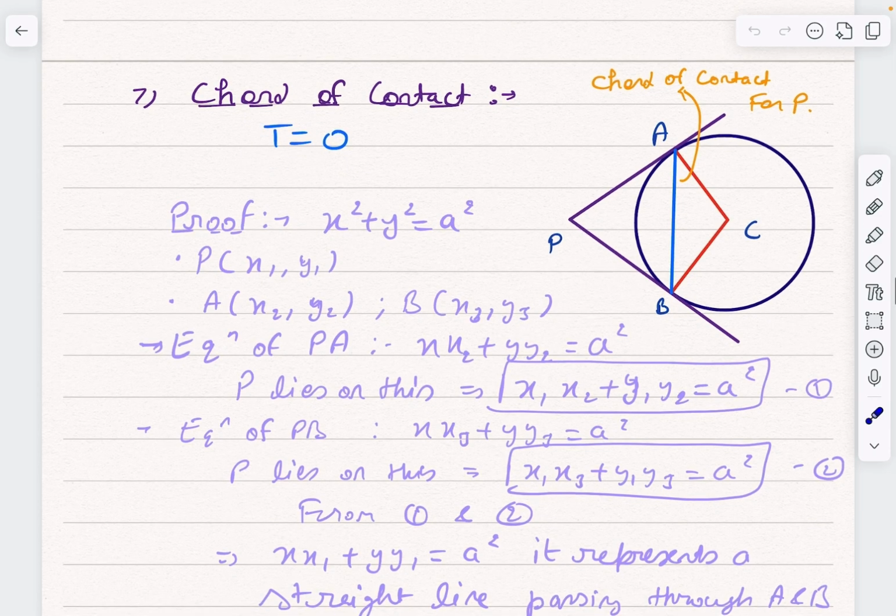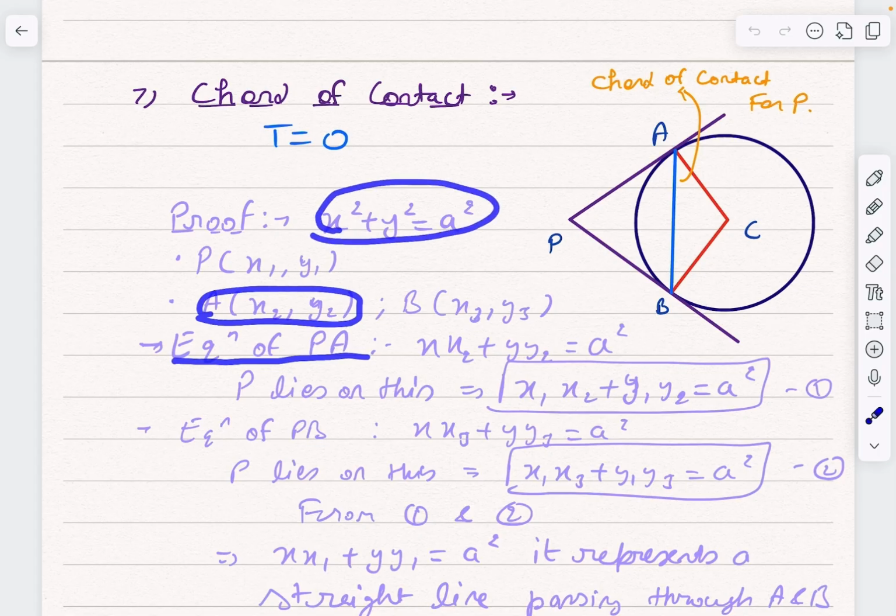See the proof of that. Let us say the circle is x square plus y square equals a square, and P is the point (x1, y1). Let us assume A is (x2, y2) and B is (x3, y3). Now the equation of PA will be the tangent at A. We use T equal to 0 on this. We get x x2 plus y y2 equals a square.